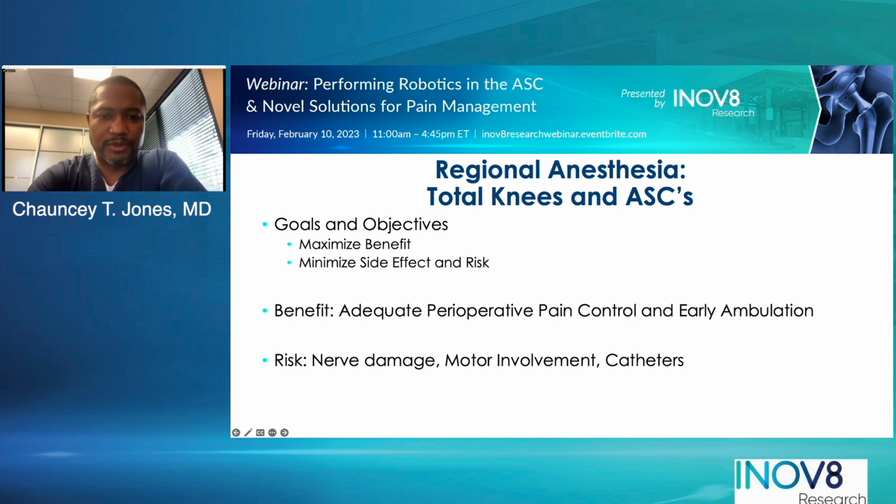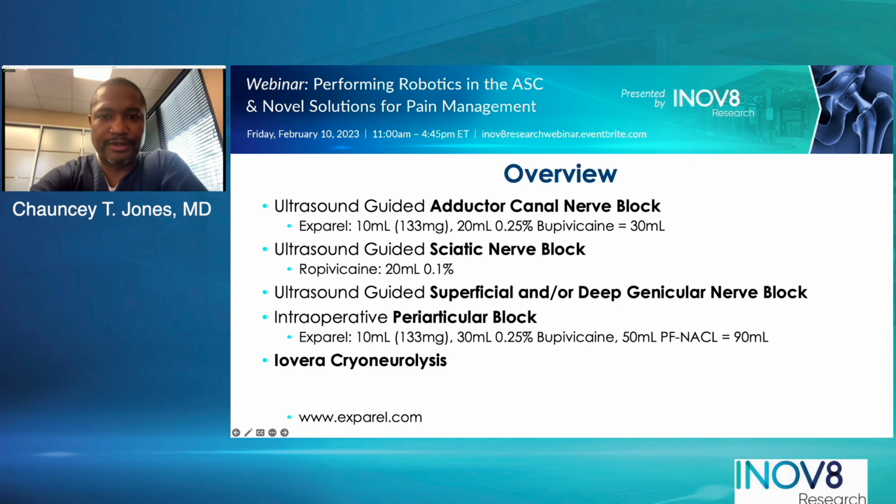Goals and objectives, of course, we want to maximize benefit, minimize side effect and risk for these procedures in an outpatient setting so that we can get the patients mobilized and moving along very quickly. We want adequate and excellent perioperative pain control and early ambulation, both of which means that we need to make sure that we don't involve motor components. We want to minimize extra attachments to the patient, catheters, Foley catheters, etc., as well as nerve block catheters, and of course, minimize any risk.